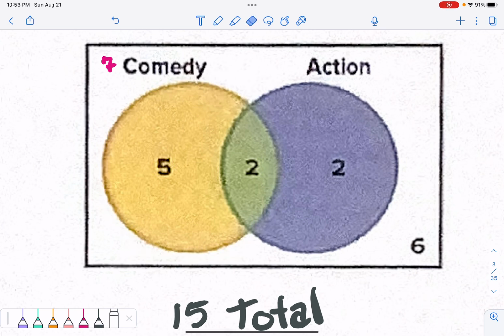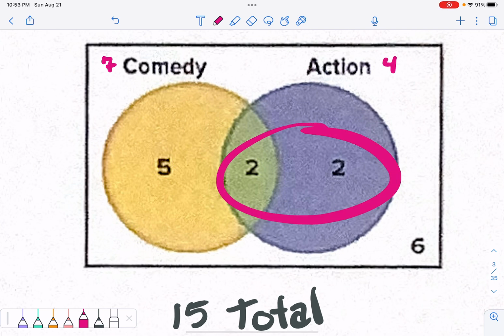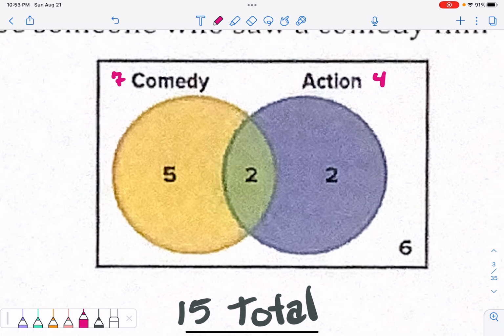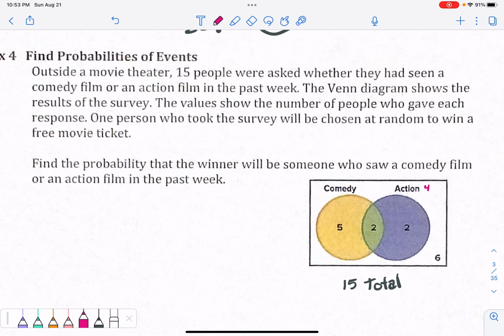So I usually fill out the Venn diagram so that this is the total number, and then there's 2 of them here that are action, right? But they're going to say that it's 7 total, which means for action, there are actually 4 people total that are action. Does that make sense? Like these 2 added together, right? Is the total number of action people. So there's that. All right.